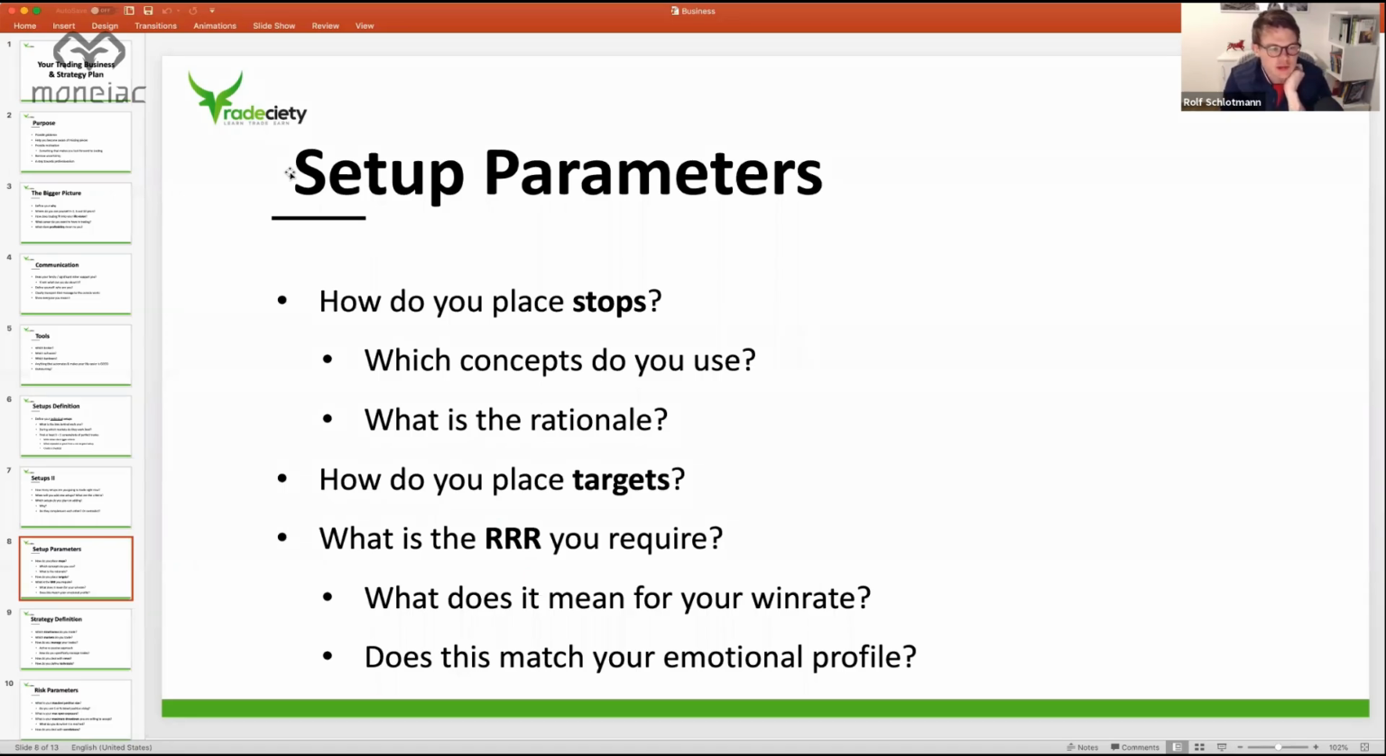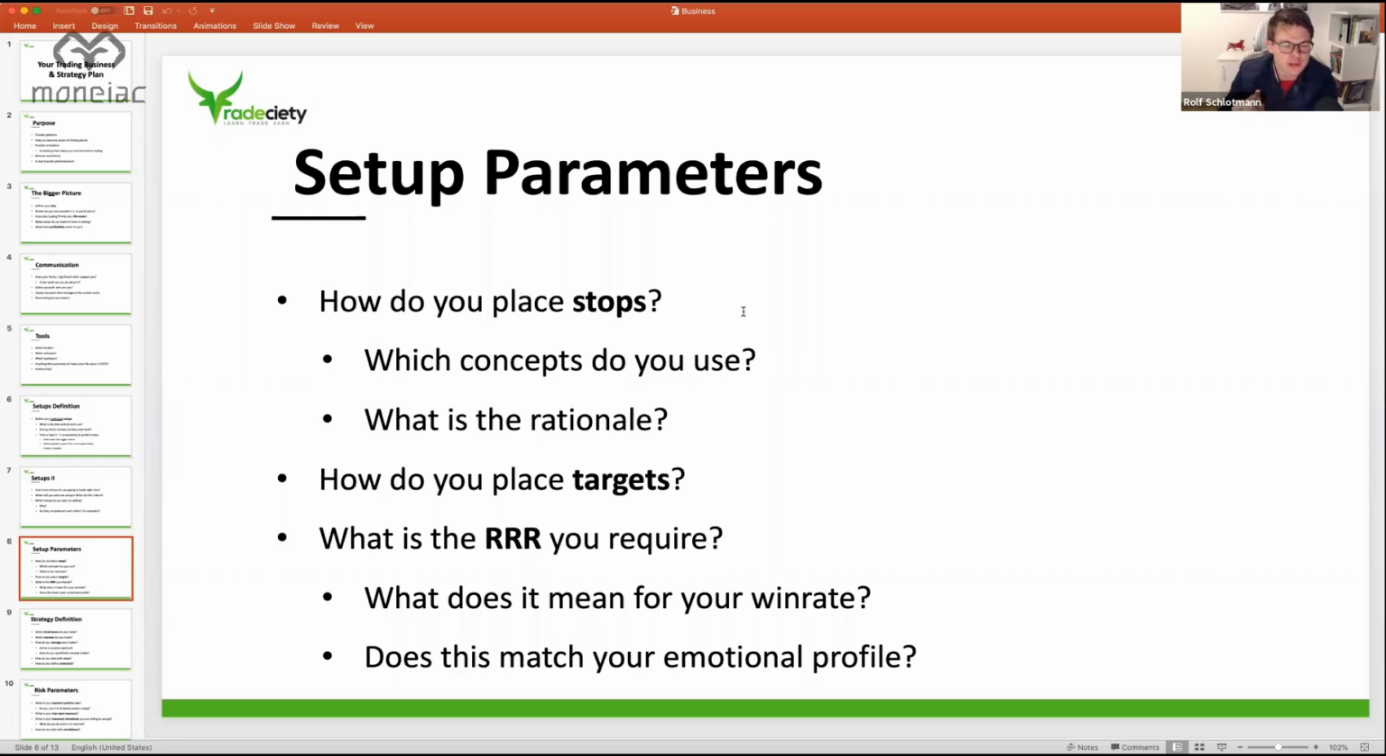Yes. Okay, setup parameters. Once you have defined the core of a setup, you need to look at the technicals a little bit more. So how do you place stops? This is something we have seen in the webinars quite often, that people are a little bit uncertain about this. In the beginning, obviously, you probably won't have the approach that you will end up with in 5 years. But you really need to have a set approach, so that you know how you place your stops.